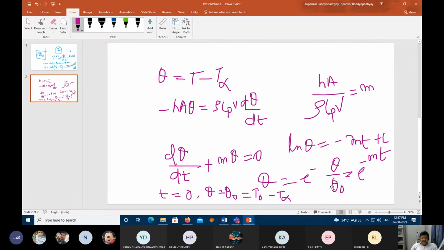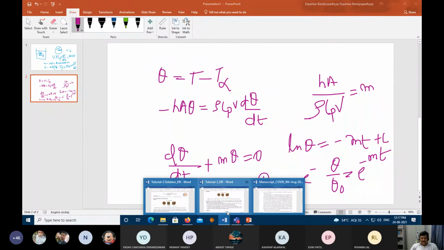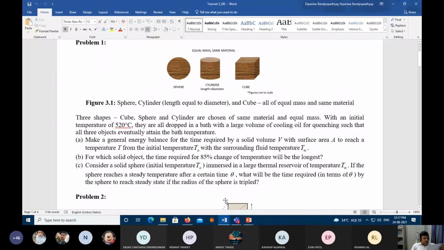What is my first question? Can anybody read for me? What is the first question? Quickly, who is there? Read quickly. What is the first question? Make a general balance for the time required by a solid volume V with surface area A to reach a temperature T from initial temperature T0 with surrounding temperature T infinity.